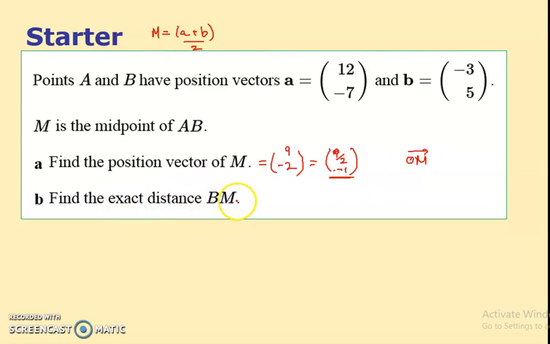Find the exact distance from B to M. Well, if you just draw a little picture, B is minus 3 and 5 up. There we go. There's B. And M is 4.5 across and 1 down. There's the M, and we want the distance from one to the other. And you can clearly see we're going to use Pythagoras. So what we need to do is obviously work out the difference between them. So it's this one and this one which I'm using.